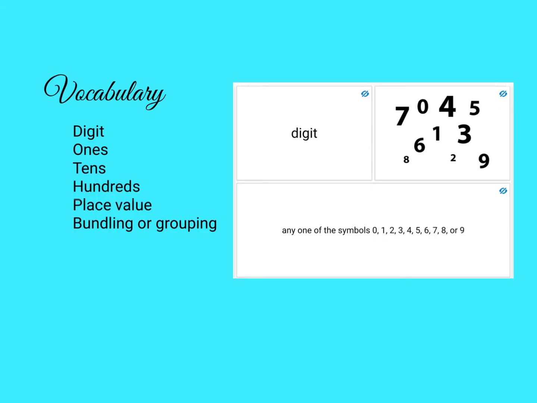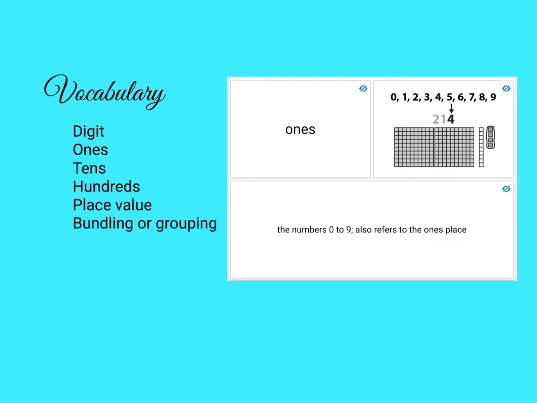We're going to begin by going over the vocabulary for the lesson, and we're going to begin with digit. A digit is any one symbol, 0 through 9. It's a single digit. We now have the ones. The numbers 0 through 9 also refers to the ones place value, such as in this number here, the first place value is the number 4 right here. This is the ones place.